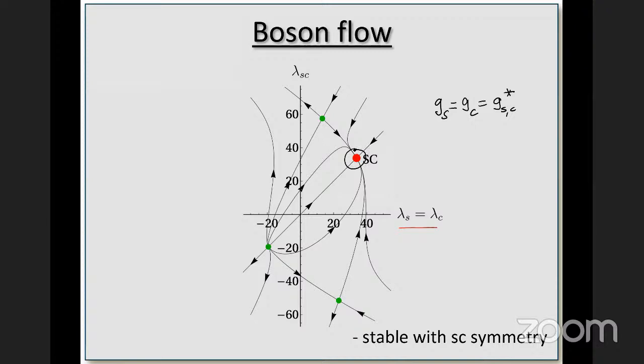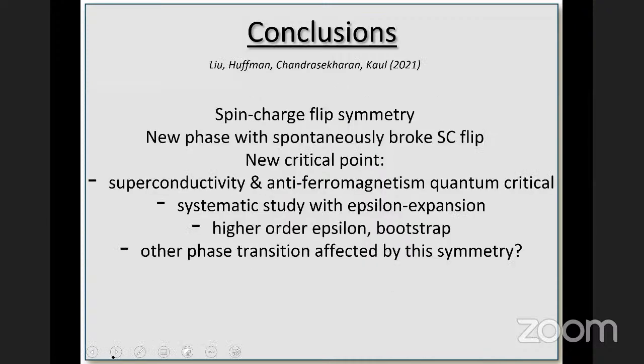Okay. And so that proves, at least in this epsilon expansion, that there's a new fixed point which is different from the Chiral-Heisenberg fixed point, which is spin charge symmetric. And there are many fixed points, but there's only one which satisfies all the properties we need. It has the right number of relevant directions. Okay. So that's the end of this section.